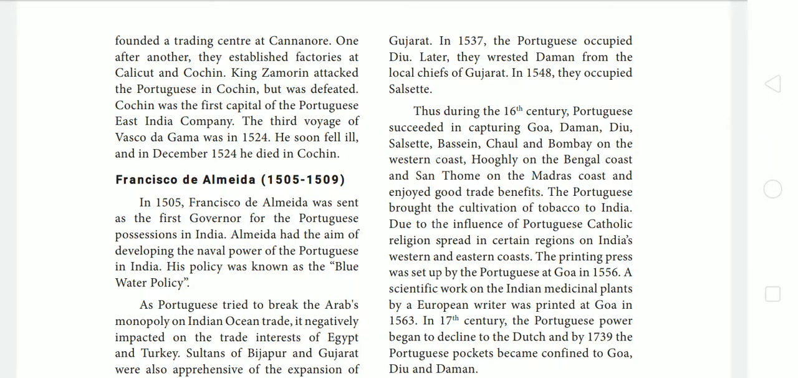In 1537, the Portuguese occupied Diu. Later they wrested Daman from the local chiefs of Gujarat, so they occupied both Diu and Daman. In 1548, they occupied Salsette, which is located near Surat. Near Bombay, Basin and Salsette are located.